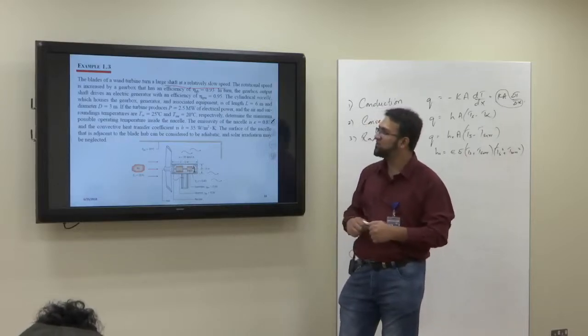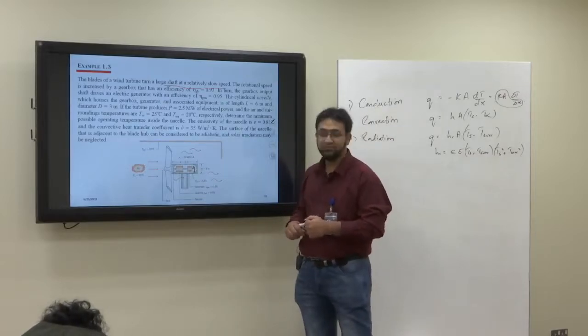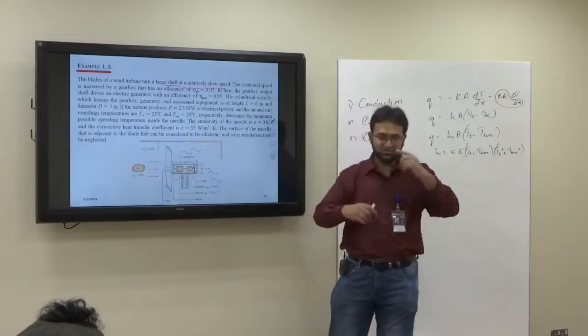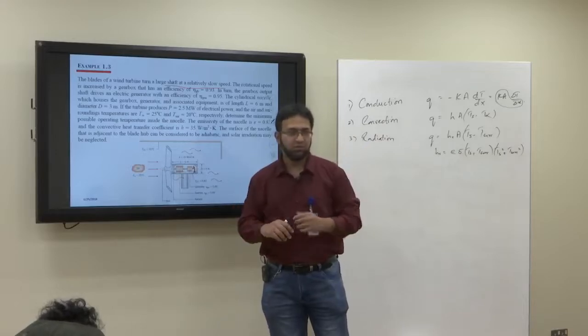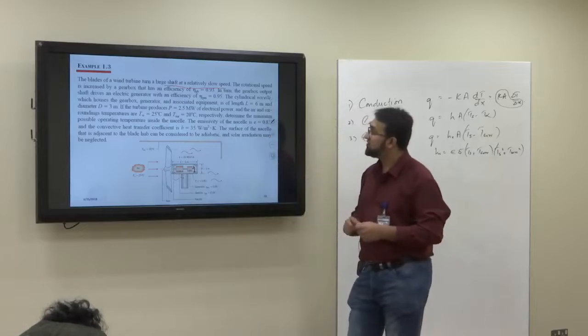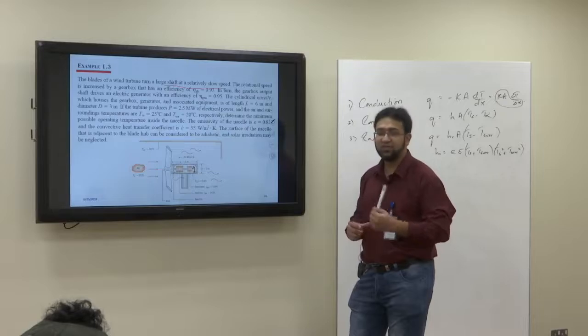The blades of a wind turbine turn a large shaft at a relatively slow speed. So wind energy turns, means it rotates, a very large shaft, a big shaft. But the rotation speed is very slow. The rotational speed is increased by a gearbox that has an efficiency of 0.93.